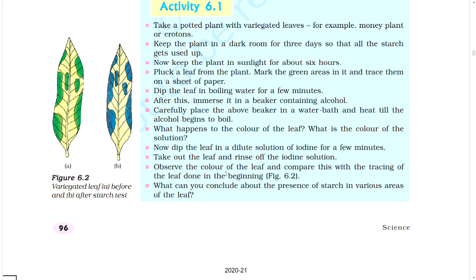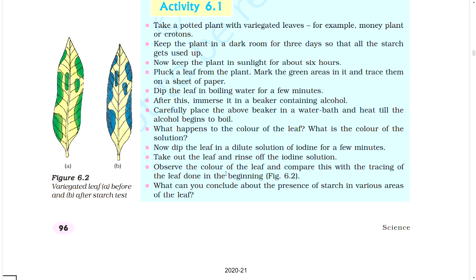Activity: take a potted plant with variegated leaves, for example, money plant or cotton or crotons. Keep the plant in a dark room for 3 days so that all the starch gets used up. Now keep the plant in sunlight for about 6 hours. Pluck a leaf from the plant, mark the green areas in it and trace them on a sheet of paper.